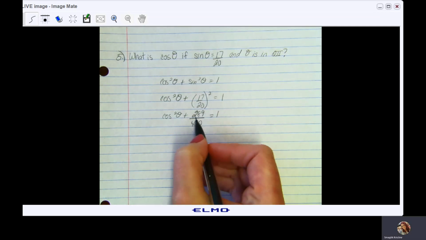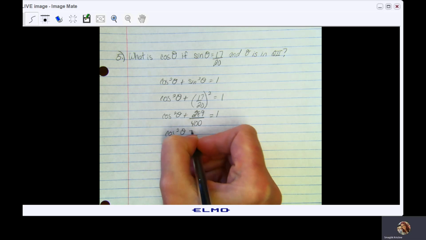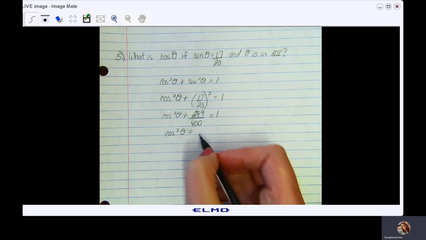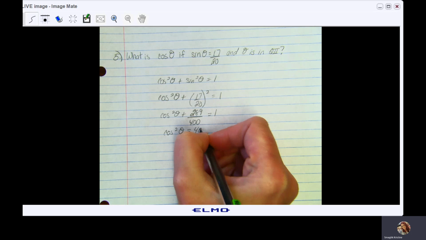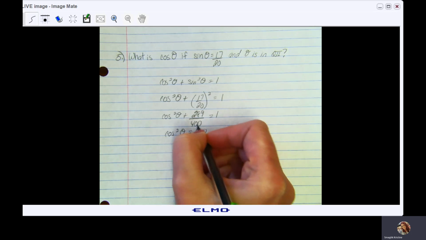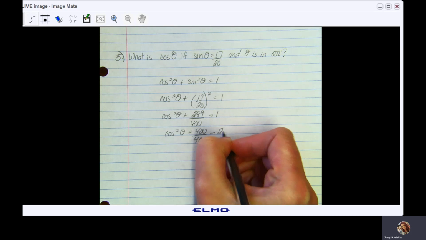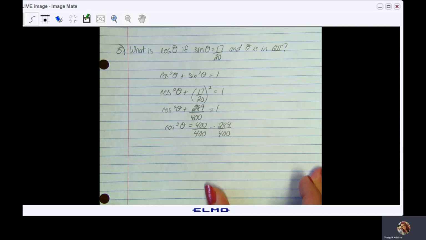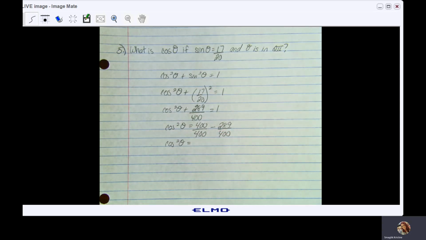And now I need to subtract this fraction from both sides. And when I do that, I already know that I have to have a common denominator. So if I just write 1 with the denominator 400, these are easy. It's whatever number you want in your denominator over itself. 400 over 400 minus 289 over 400. And then clean it up. 400 minus 289 is 111.